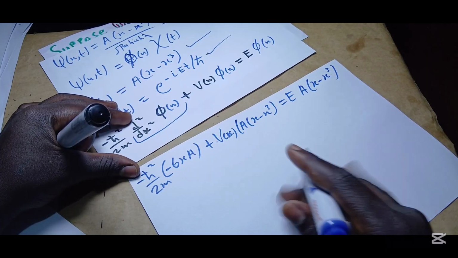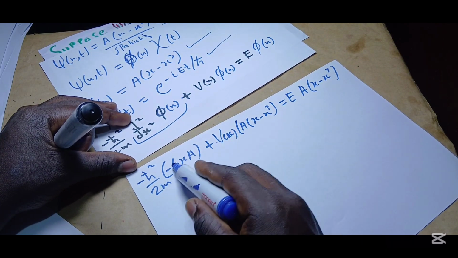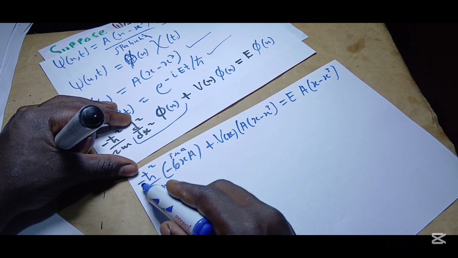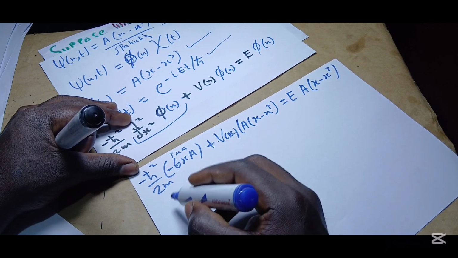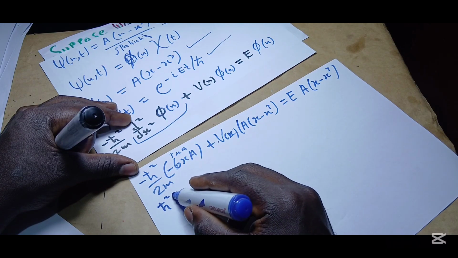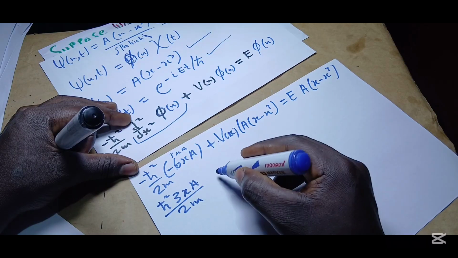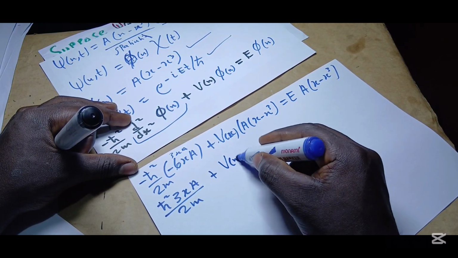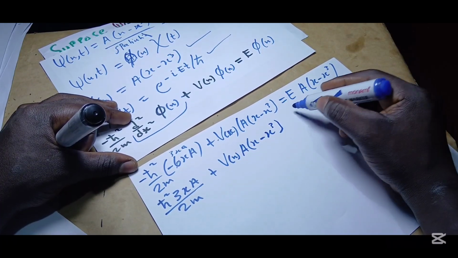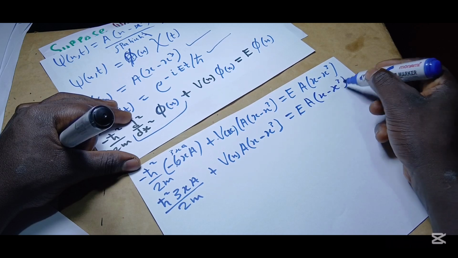So the next thing we want to do is to simplify it. This place here, 2 goes here 1. We have negative 3xa here, which is negative 3xa. Negative multiplied by negative will give us positive. So we are going to get positive h squared 3xa all divided by 2m plus v of x a into bracket x minus x cubed, equal a into bracket x minus x cubed.